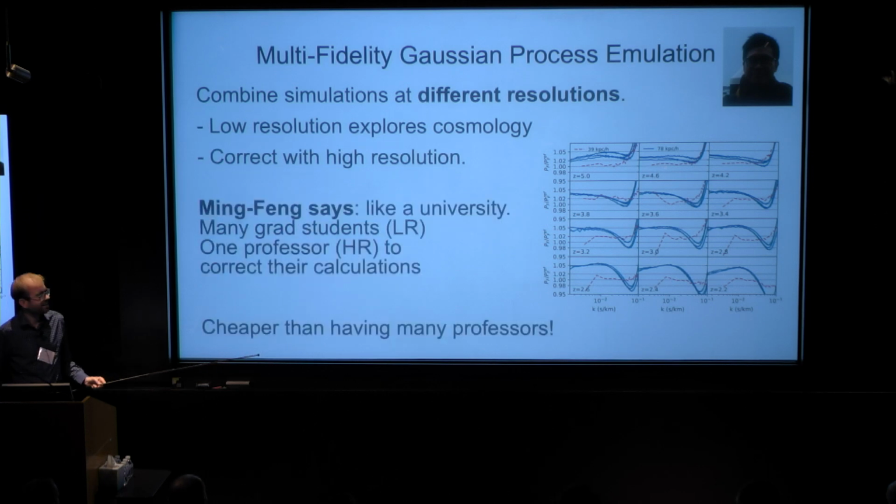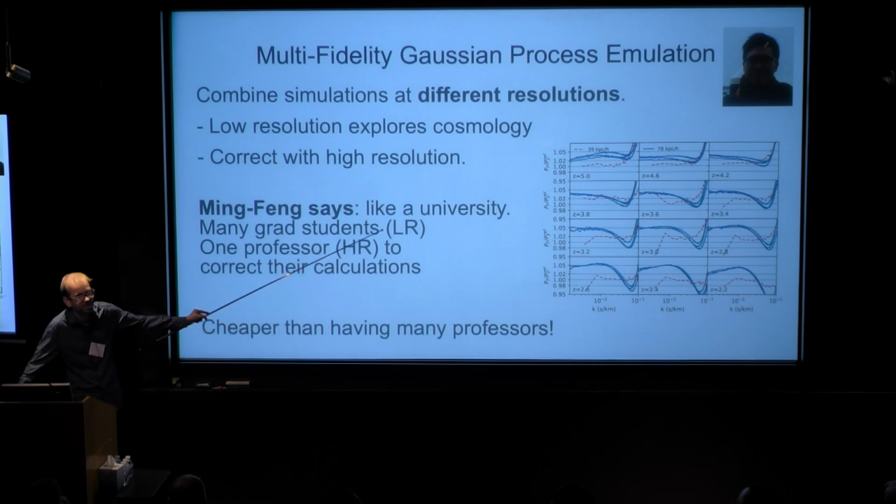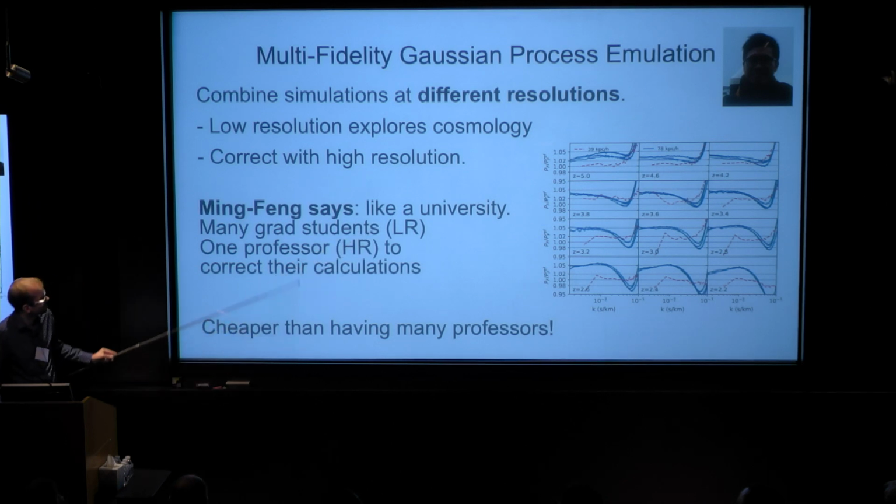Mingfeng likes to use an analogy, which I do not endorse, because I think he has the difference between low and high resolution swapped around. So the analogy here is that this is like a university, right? So there are many grad students who are low-fidelity calculators, and then there is one professor who is a high-fidelity calculator, and I correct all of their calculations to be correct. And that this is cheaper than the university just hiring 10,000 professors. So the university saves money. I'm not sure I endorse this story, because sometimes I think that he is the high fidelity and I am the low fidelity. But that's what he says.